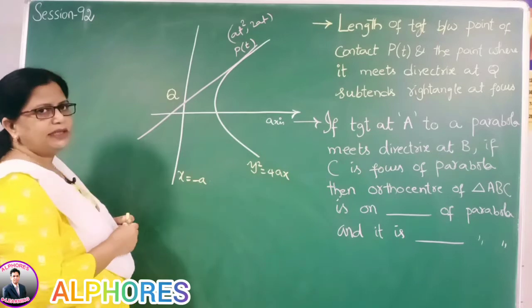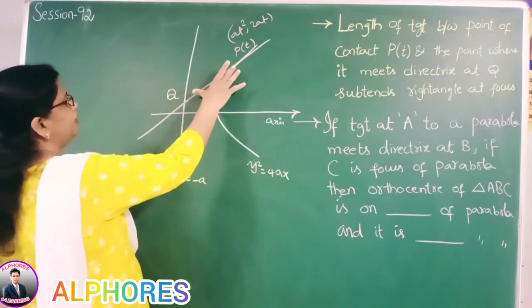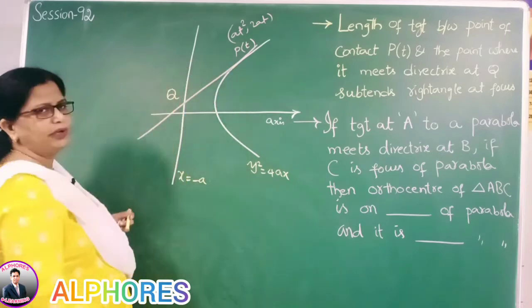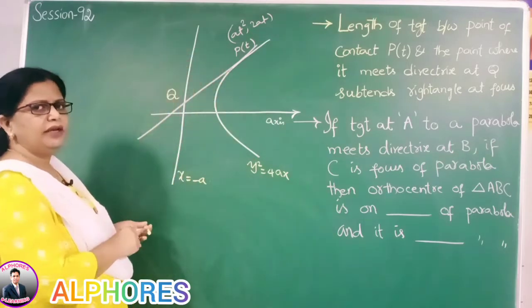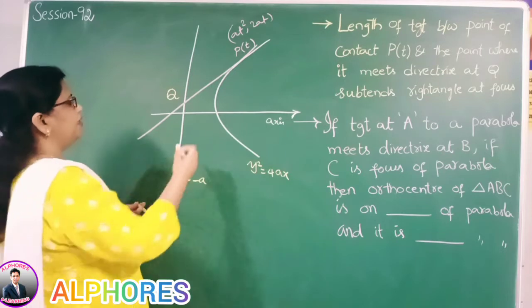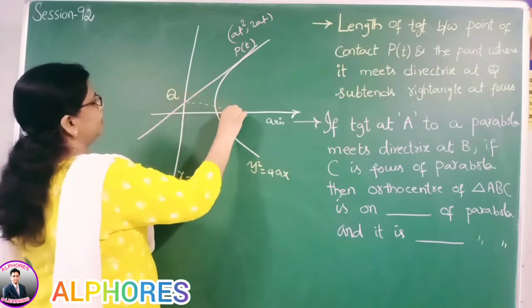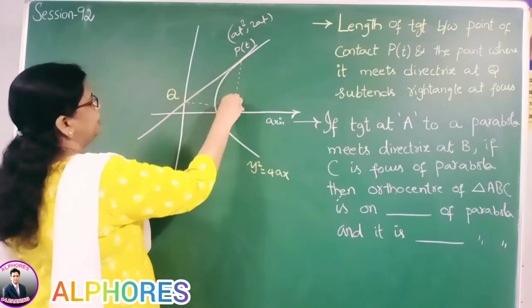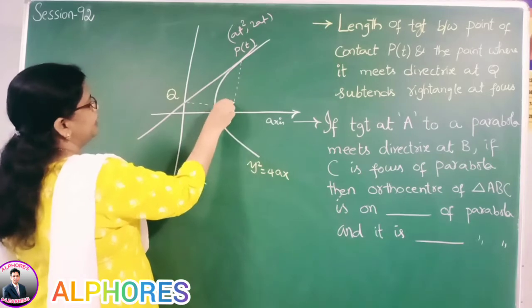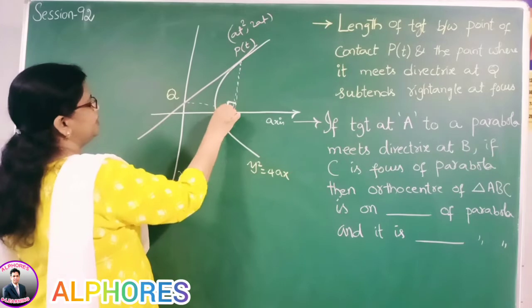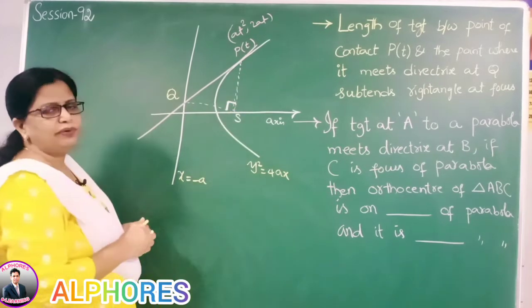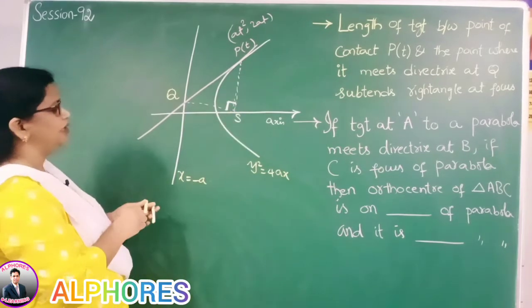Now what they are telling here is that this segment PQ always subtends a right angle at the focus. If I join these points, this is always a right angle, and this is our focus. So how can we derive this?